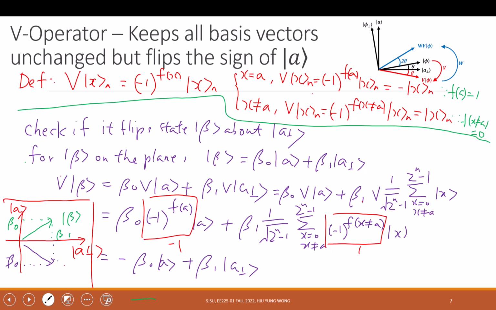Any questions? Yeah. What do you mean by positive and negative? Which, what?